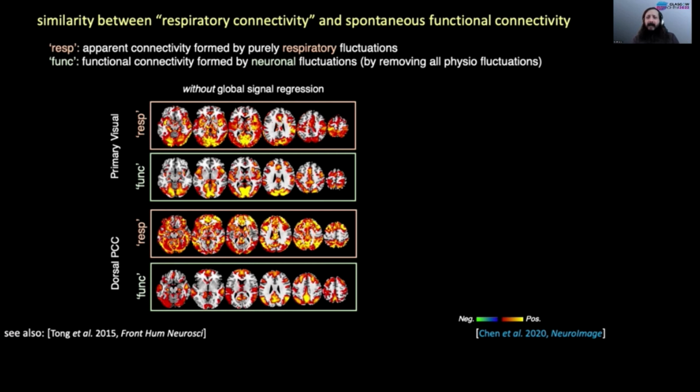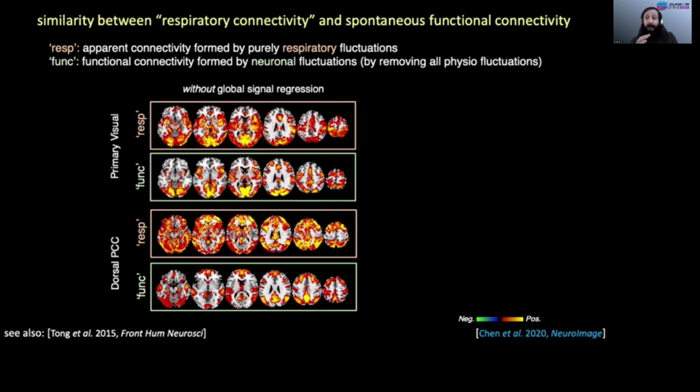Now, a somewhat similar observation was made by Yunjie Tong and Blaise Frederick, who also generated synthetic data sets, in their case based on spatially varying blood arrival times. And so what does this mean? So the physiological networks seem to mimic the neuronal networks. Now, while this observation appears robust, the interpretation right now is unclear.